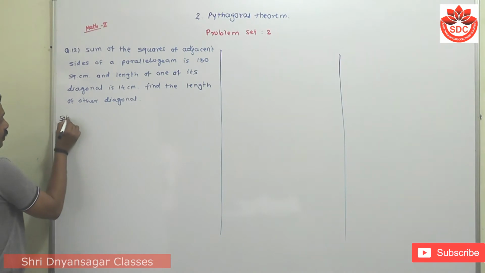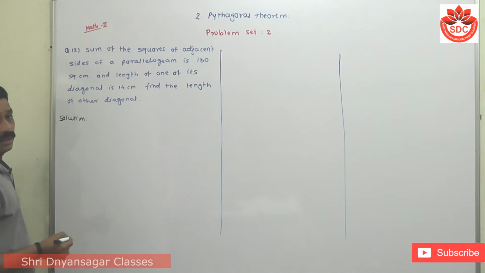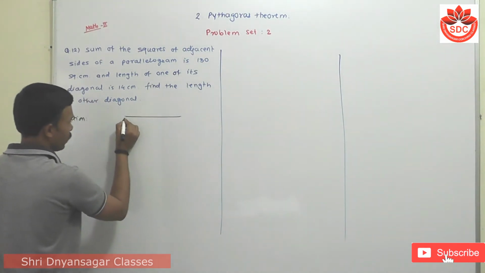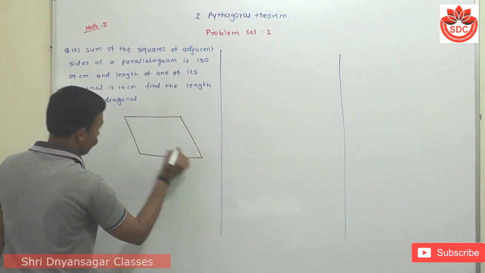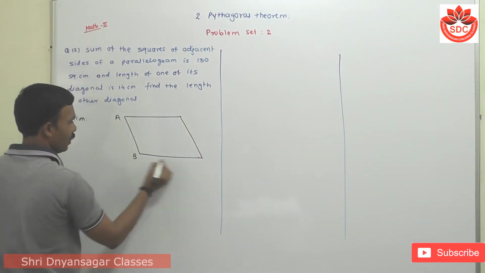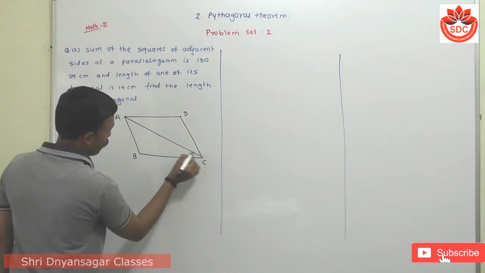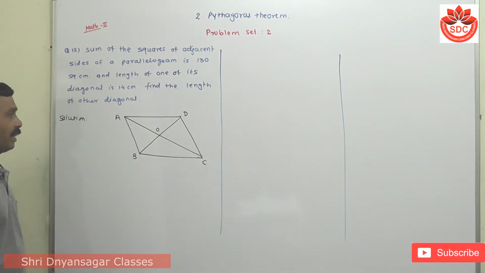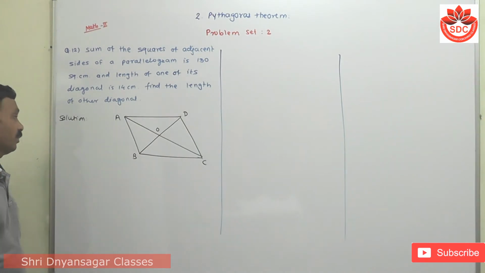Solution. Student, for this we have to draw one quadrilateral which is a parallelogram. Suppose that this is the parallelogram ABCD. These are the diagonals AC and BD which intersect at point O. All of you know that the diagonals of a parallelogram bisect each other.